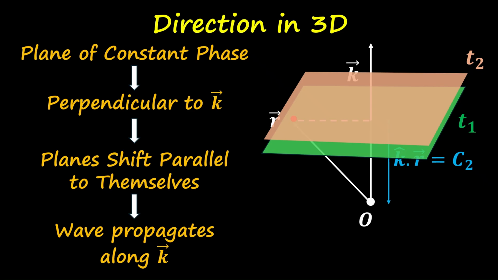So in summary, in 3 dimensions, the wave does not just travel like a ripple or a string. Instead, it moves through space as a series of planes of constant phase.